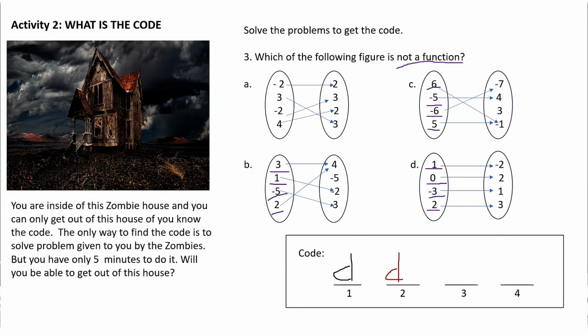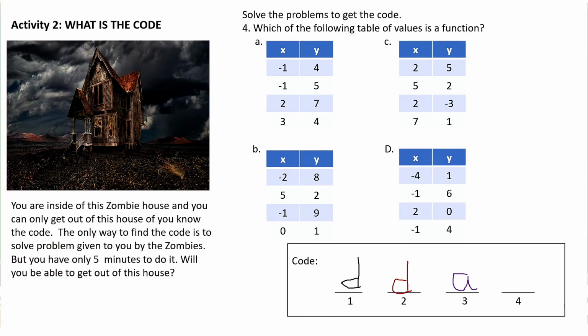How about letter A? The inputs are -2, 3, -2, and 4. As we can see, there is a repetition of the inputs. We have two -2's. Therefore, letter A is an example of not a function. So that is what we are looking for, not a function. So the answer for number 3 is letter A. So the third letter of our code is letter A.